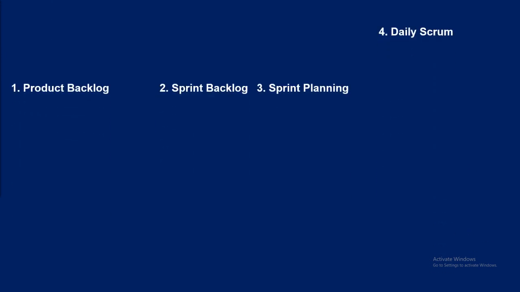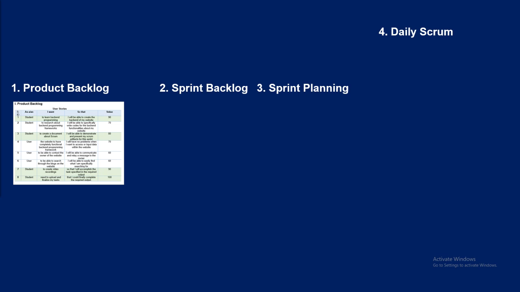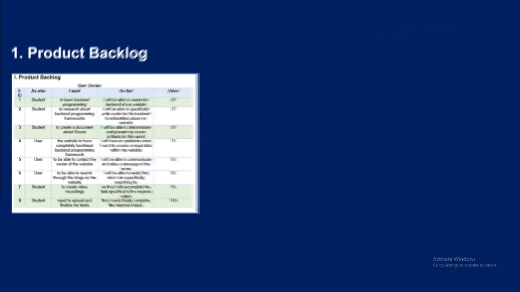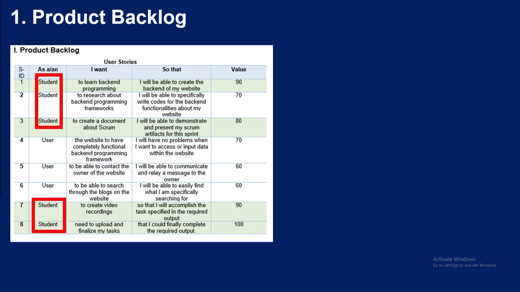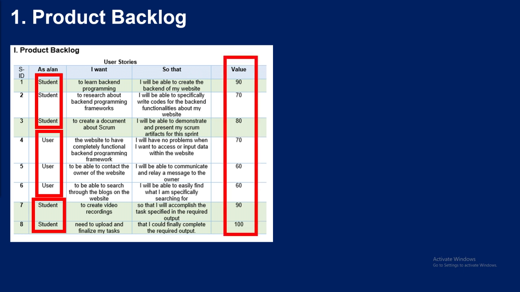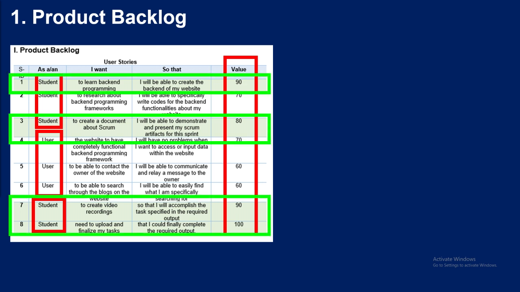Now, for the artifacts, firstly, for the product backlog, I would create user stories for the product I am to create. The nouns that I used were "as a student," since I am working with the backend programming of a website. Another noun that I used would be "as a user," pertaining to the future users of the website. Then again, I measured the user stories' value based on the importance of it to the sprint by value points. Some user stories that have high value points are also colored with a green shade in the table to indicate their importance.